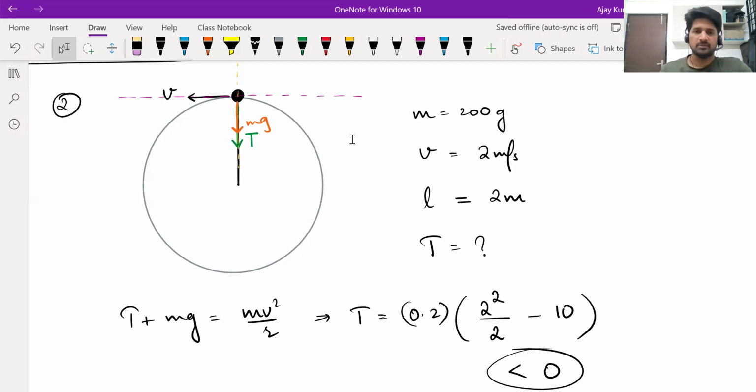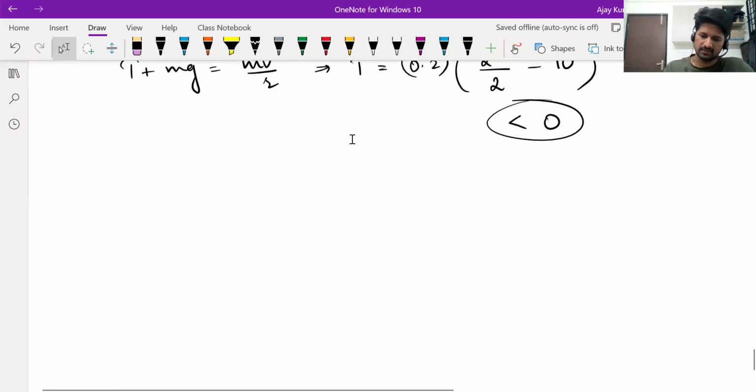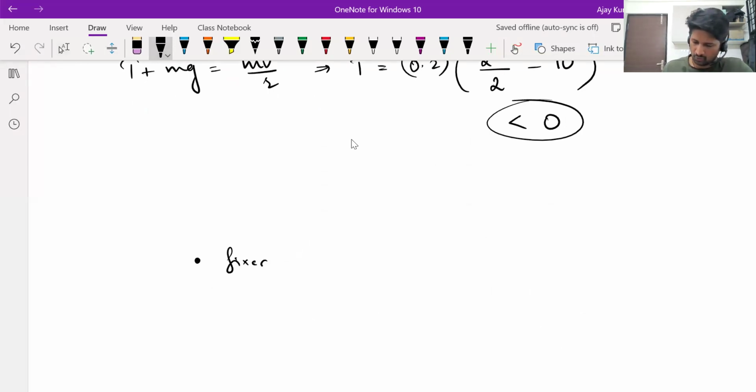Now, how is that possible? Some of you may ask. Okay, listen. Let's say this is the fixed end of the rope. You simply lift an object to this height and you leave it. What will happen? The object will fall down. Tension will be 0. The object will simply fall down, right? So even if you give it a small velocity, what happens? The object is going to fall off like this. The string immediately becomes loose. That is what is happening in this case.